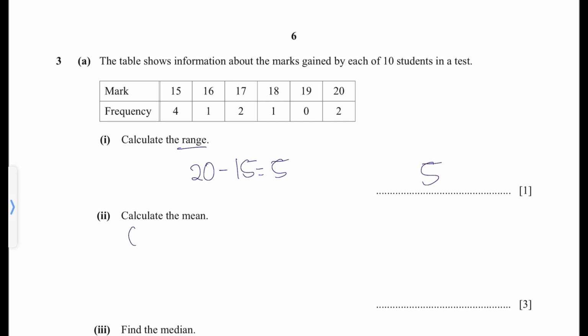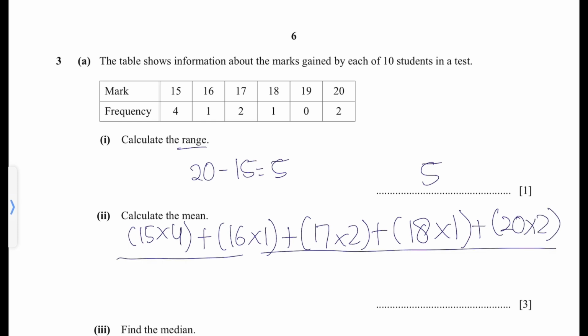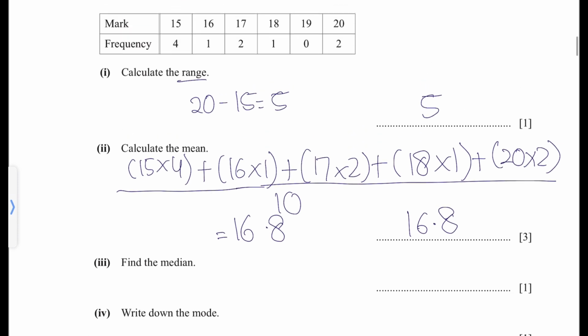Calculate the mean. That will be 15 into 4 plus 16 into 1 plus 17 into 2 plus 18 into 1 plus 19 into 0 is 0, so we can avoid that, and 20 into 2, divided by your 10 students, which gives us 16.8. Because 15 into 4 is 60, just checking it out again, 60, 16, 34, 18 and 40, divided by 10 is 16.8.